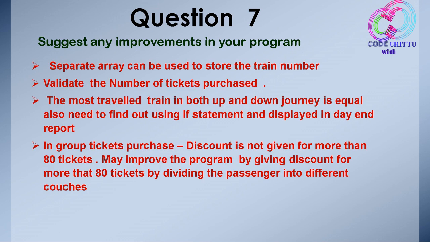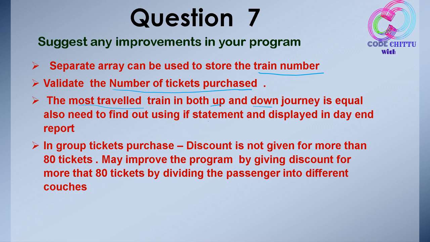Separate array: I already told, in our program we are not using any separate array for train number. To improve, I can use a separate array to store the train number. I can store the string type of train number, the exact train number. So I can improve by using train number and validating the number of tickets. I didn't validate my number of tickets purchased, so that also I can validate. That is the improvement. And most travel, what we just discussed, right? Most travel time in both up and down journey is equal. Also need to find out using an if statement and display in the day end report. That also I will improve.